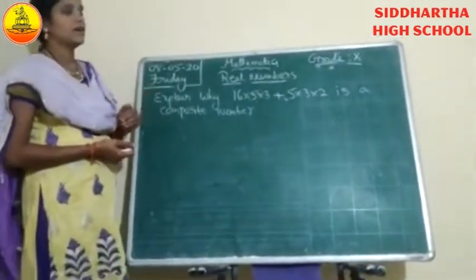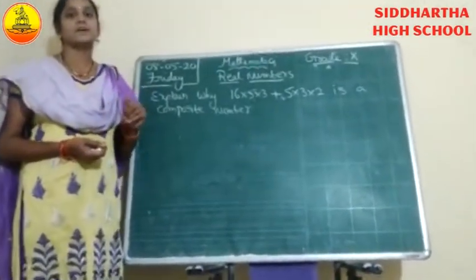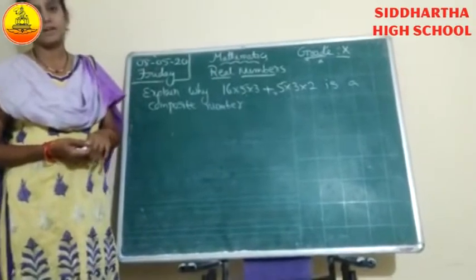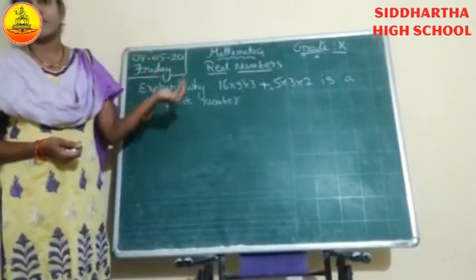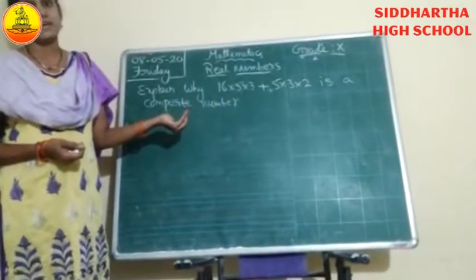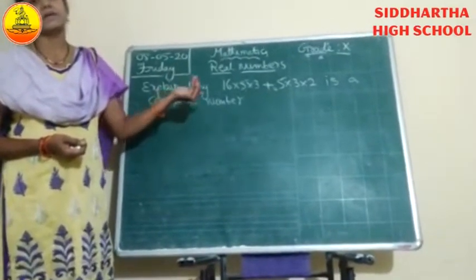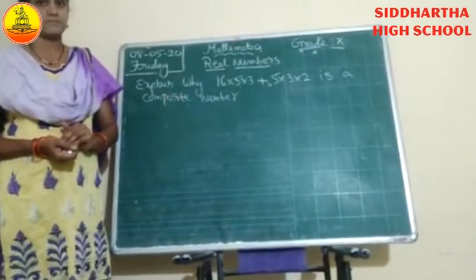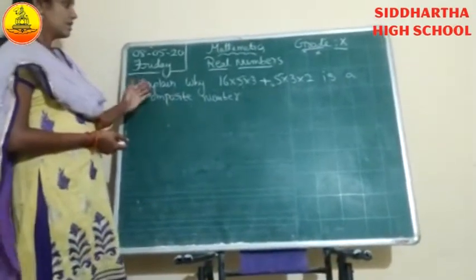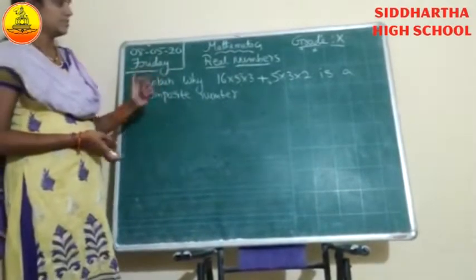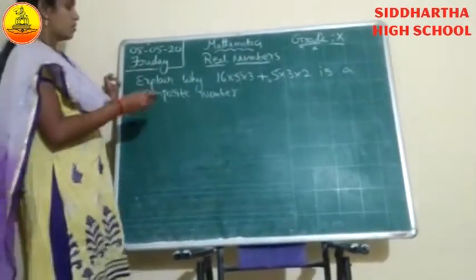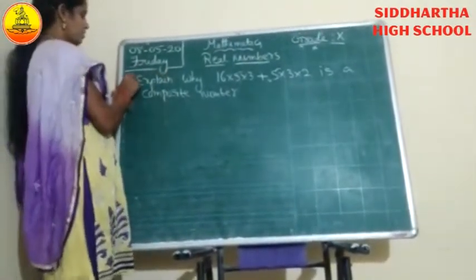So, today we will solve sums based on the fundamental theorem of arithmetic. Already in the last class, we solved how to find the prime factorization of given numbers and how to find the LCM and HCF of two or more numbers. So, in this class, exercise 1.2, third sum. So, the model of the third sum. How to find this sum?